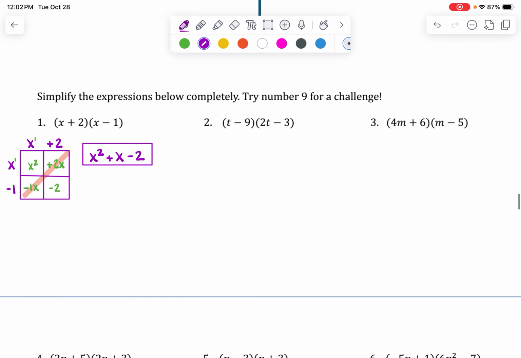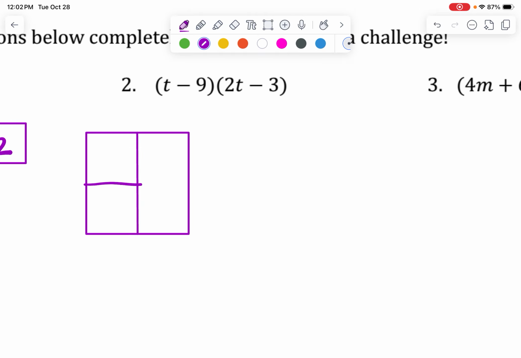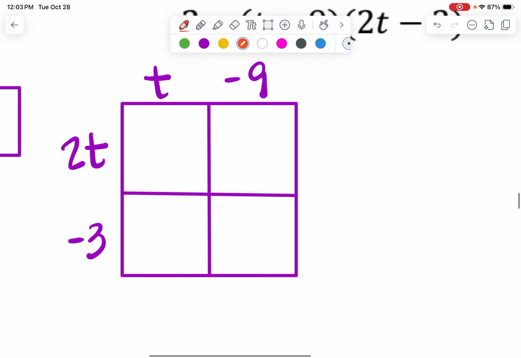All right, here we go. Let's try it again. I'm going to do the box method again for this one. Is that going to make a box? Oh, it did. Yay. All right, so let's see. t minus 9 and 2t minus 3. All right, let's get to multiplying.